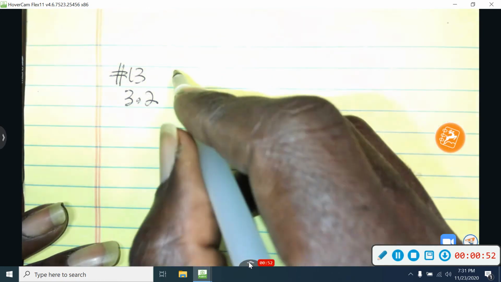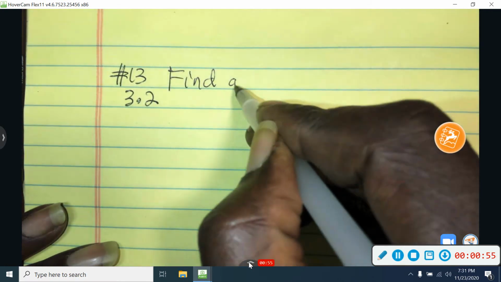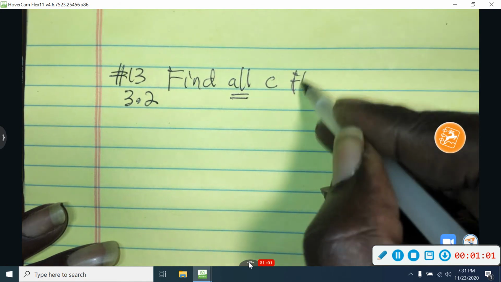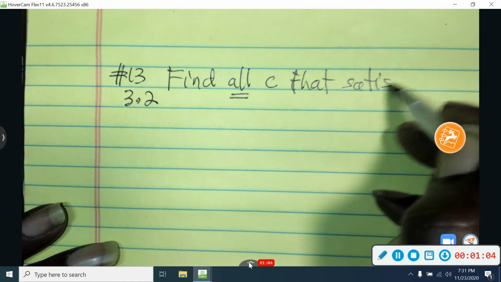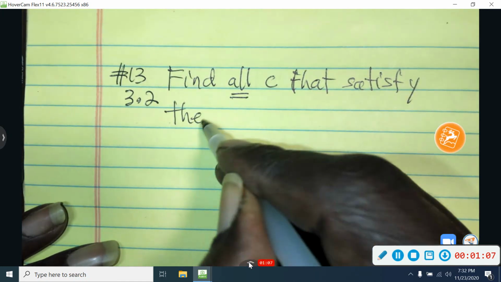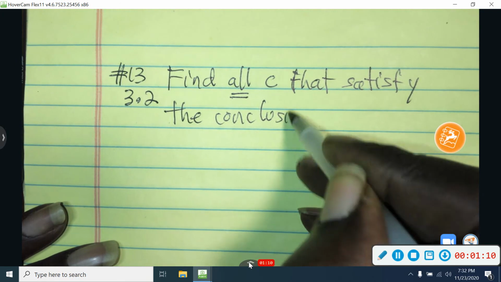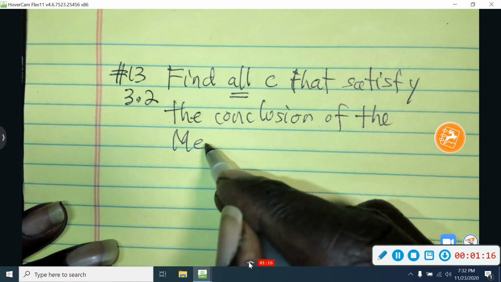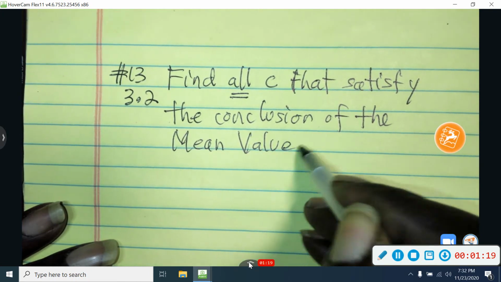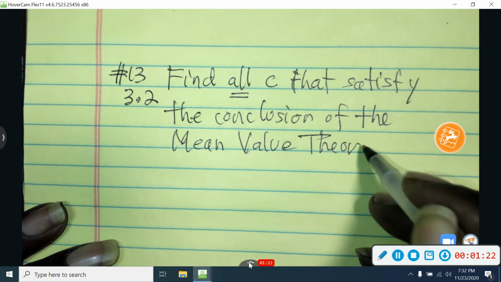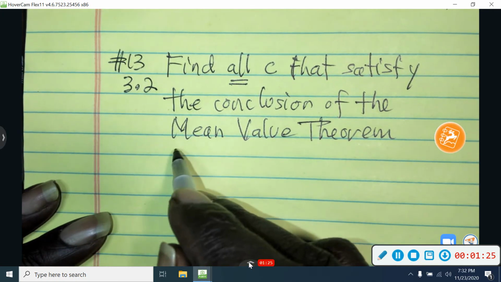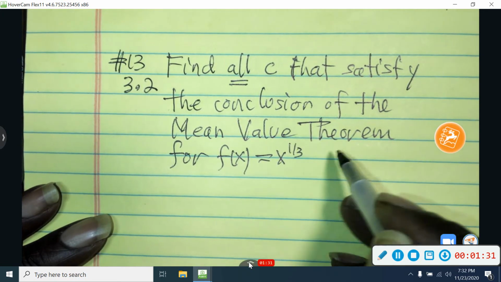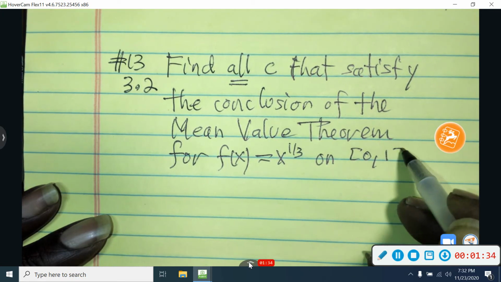Anyway, the question was, find all c that satisfy the conclusion of the mean value theorem, the theorem we all know what it is. Shame on you if you don't. For some continuous function, how about f of x is x to the 1/3 on the interval 0, 1.